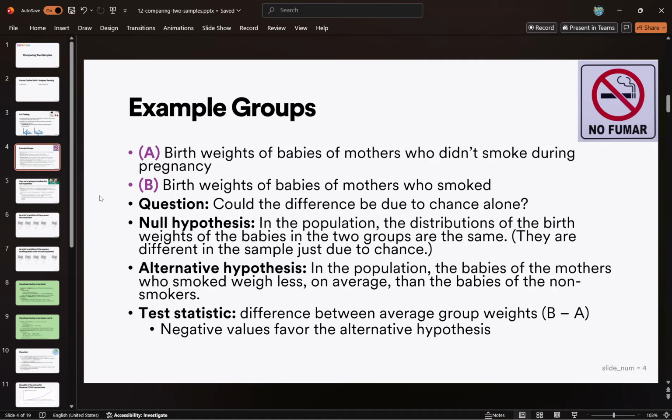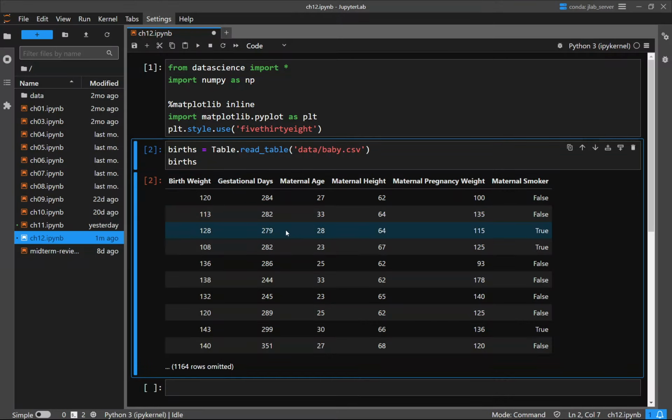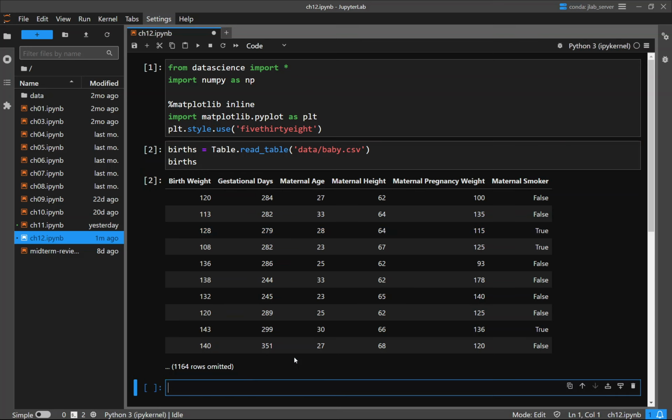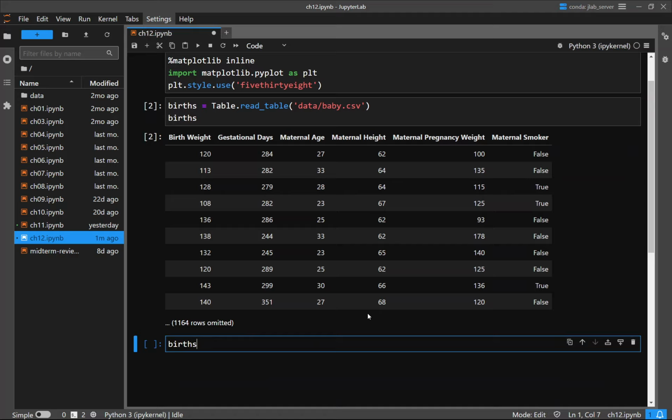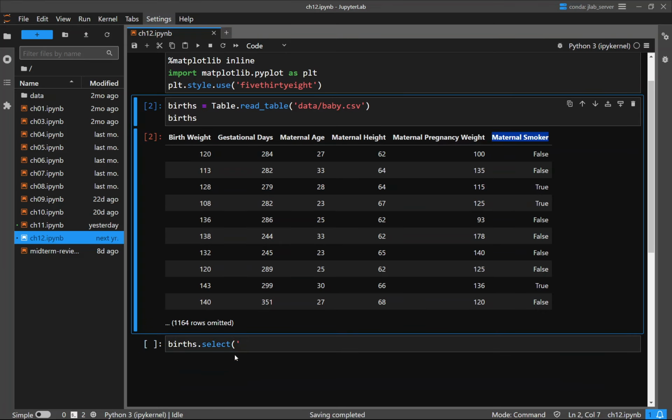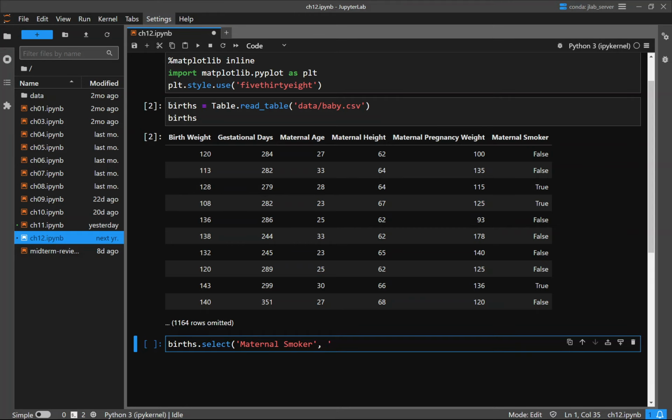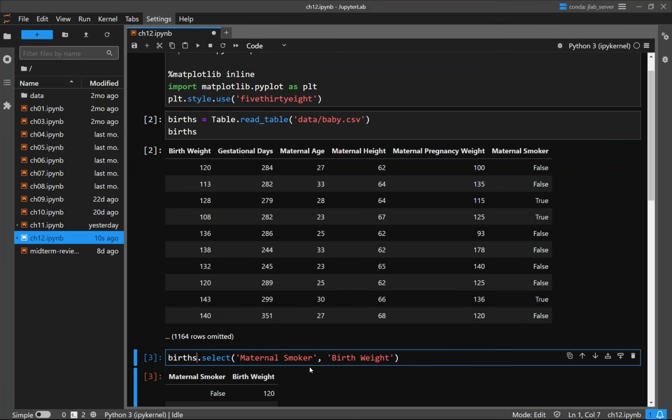Let's look at that difference, and then we're going to do some tests based on that. I might ask you to try this. So please get this table in, and let's talk about it a little bit. Let's select out just the things that we need from this table. First of all, births.select. All we really care about was whether or not the mom was a smoker, maternal smoker, as well as birth weight. And that's all the data we really need. So let's call that smoking and birth weight.